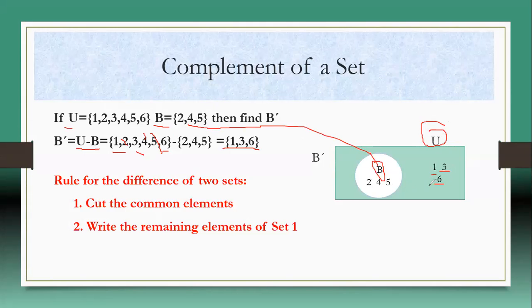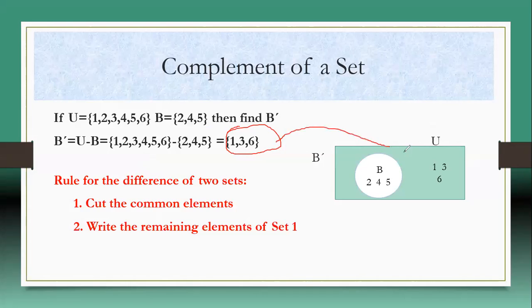Okay. The last step is shading. The first step is just draw the Venn diagram. You have drawn. Okay. The last step is shading, and shading depends only upon your answer. Your answer is 1, 3, 6. So just shade the outer part of the circle. That's it. Why? Because the answer is 1, 3, 6.